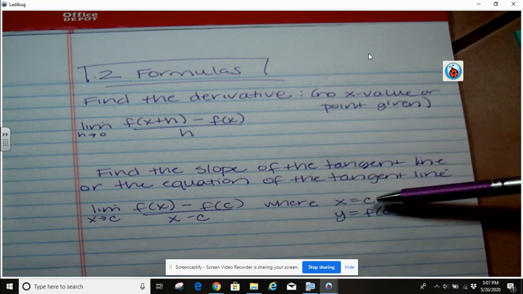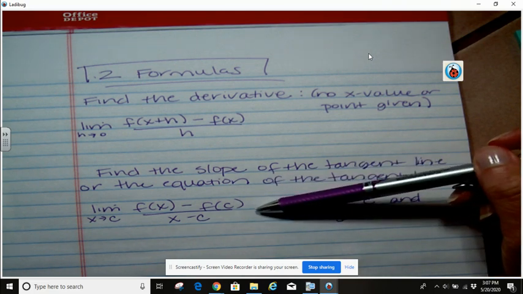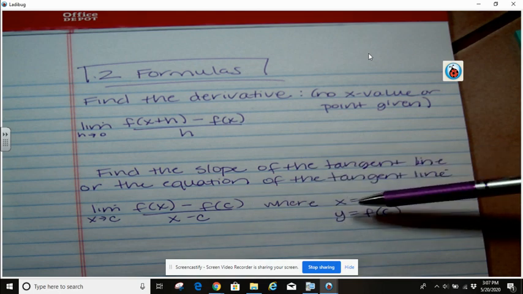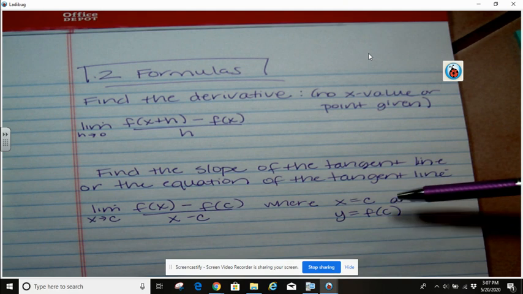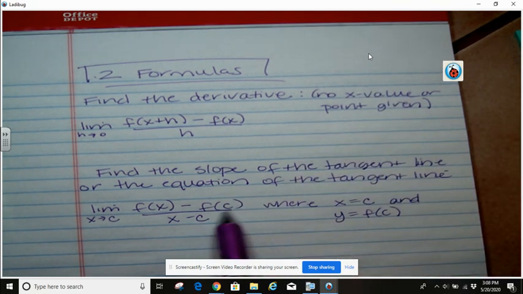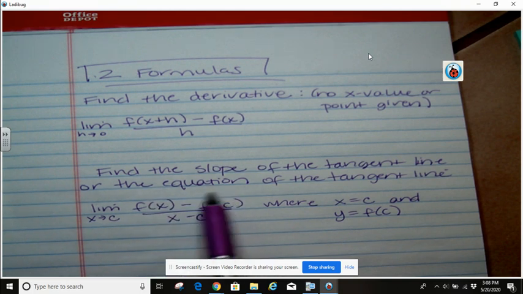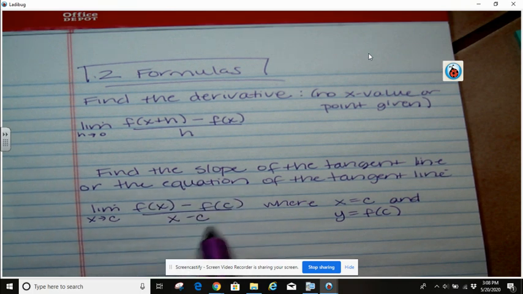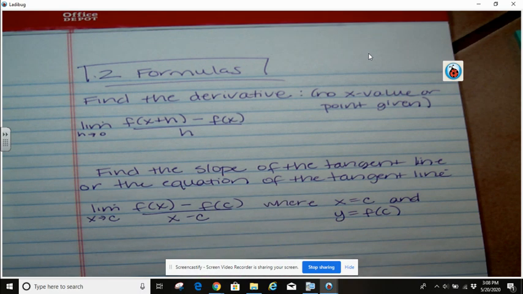If you are given a specific x value or an ordered pair, then this is the formula that you want to use, where your x value represents c, right here, and y is f of c. So you would put your x value here and your y value here, which makes sense for slope because it's y minus the y value you're given over x minus the x value you're given, which is just your formula for slope anyway. So you want to make sure you're clear. You need those 2 formulas.